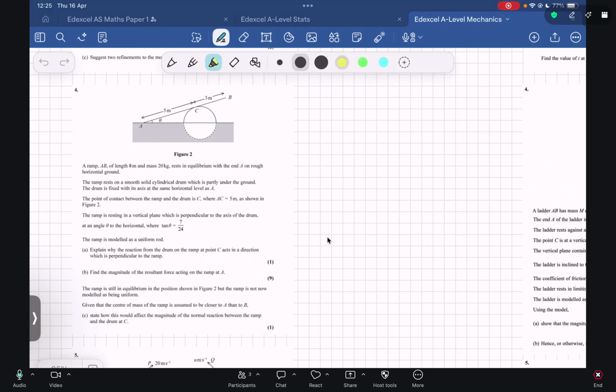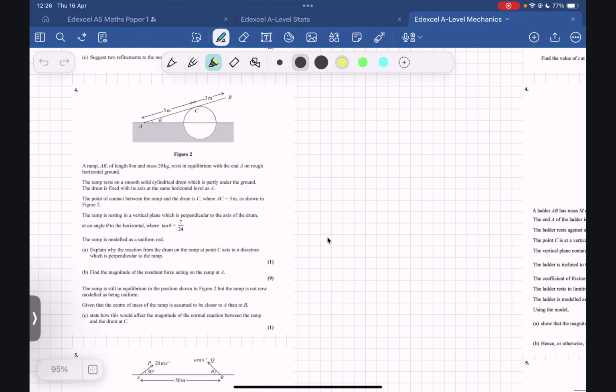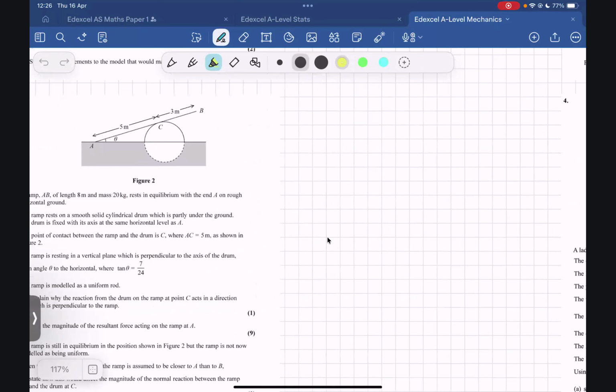Cool. So we have moment equals force times distance. So when you see a question like this, a ladder or a ramp, then it's a moments question and we're using forces and we're using moment equals force times distance. So I'm going to show you how to work through this question.